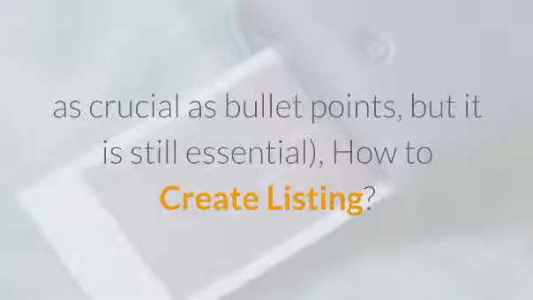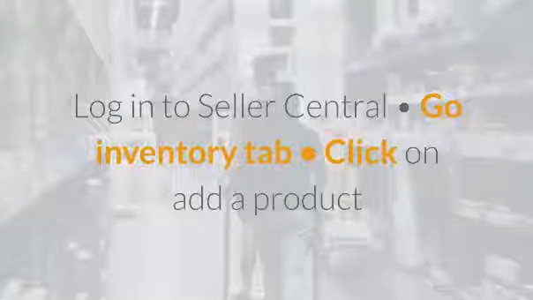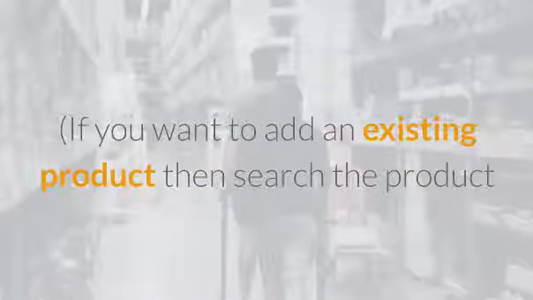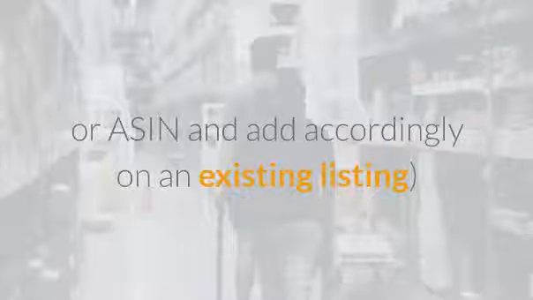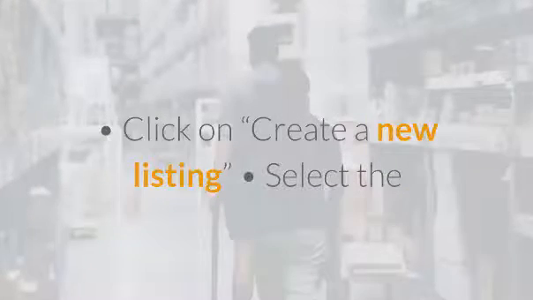How to create a listing. Log into Seller Central, go to the Inventory tab, and click on Add a Product. If you want to add an existing product, then search for the product and add it accordingly to an existing listing. Click on Create a new listing, and select the category of your product from the given categories and subcategories. We can also search for the category.